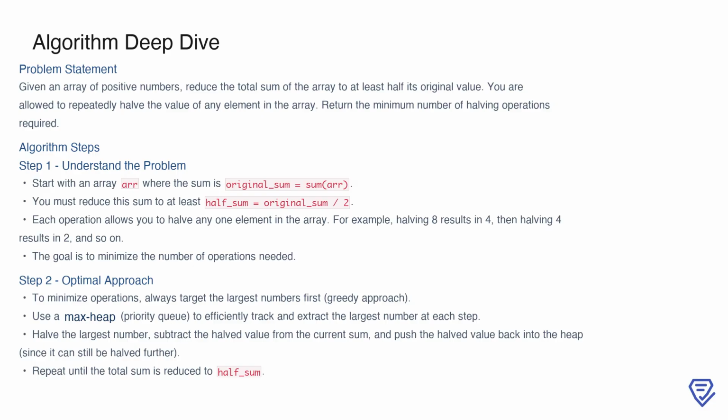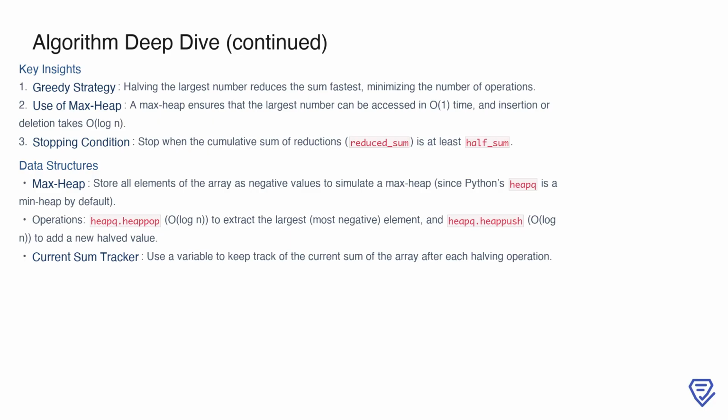This process is repeated until the total sum is reduced to at least half of its original value. The greedy strategy is central to this problem, as halving the largest number in the array reduces the sum the fastest and minimizes the total number of operations. To efficiently implement this strategy, we use a max heap, which allows us to quickly retrieve the largest number in O(1) time and supports insertion and removal operations in O(log n).